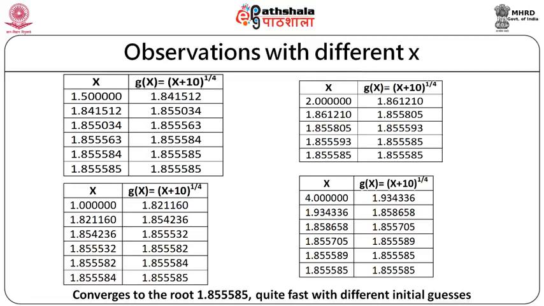Not only this, in the second case we have taken the initial guess as x equal to 2 in the second table, and the root lies between 1 and 2, and again in 5 iterations the method has converged.